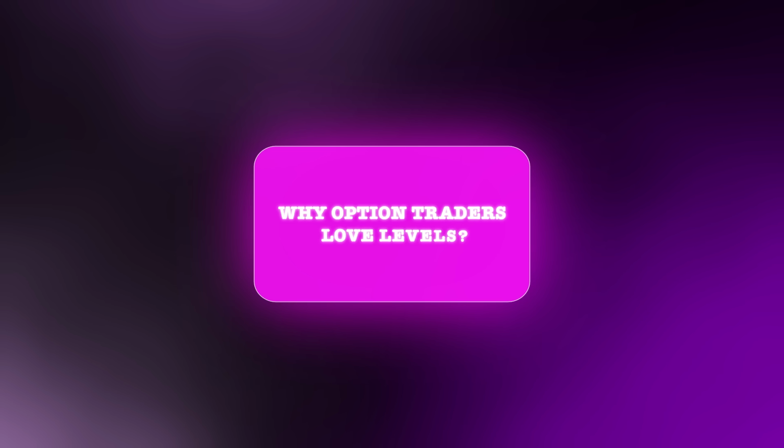Why option traders love levels. Support and resistance are especially useful for options traders. Options require timing. You enter too early, the option can lose value quickly. But when you enter near a key level, the move often happens faster. That speed benefits options traders because options value can increase rapidly.